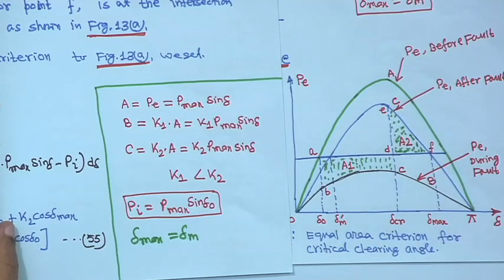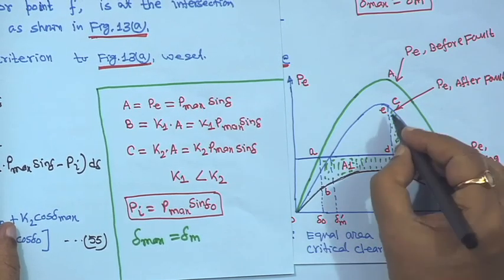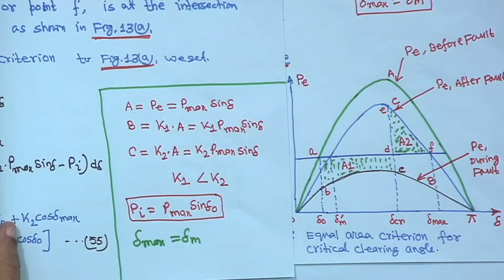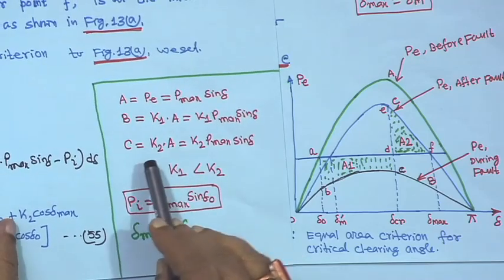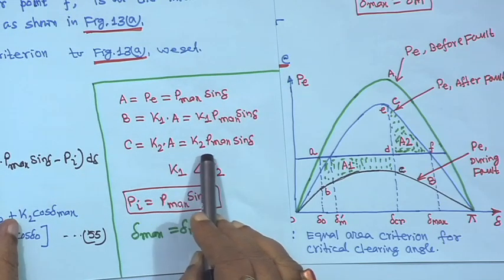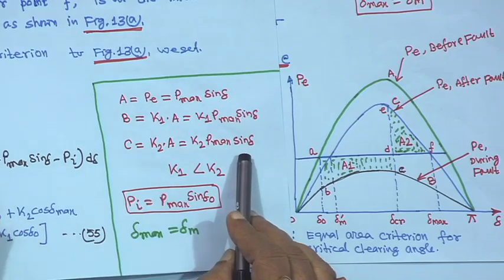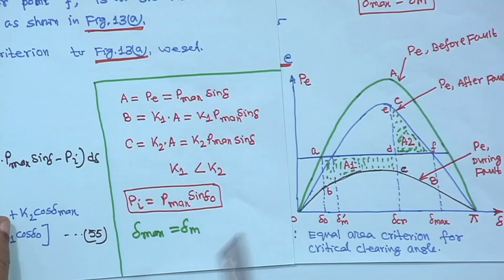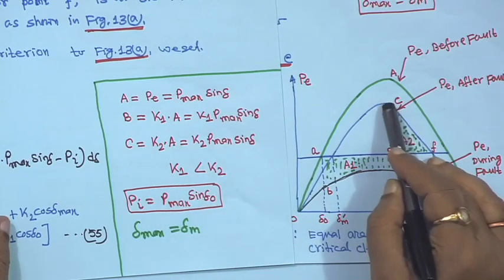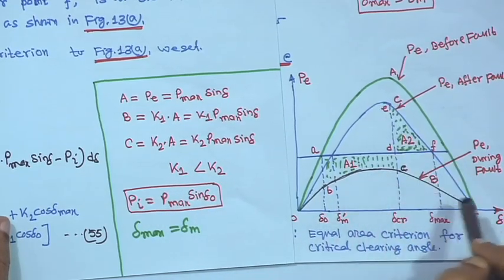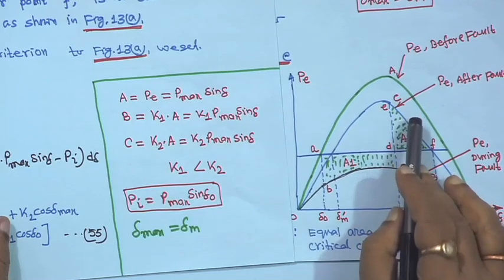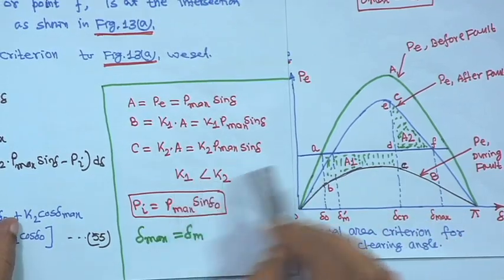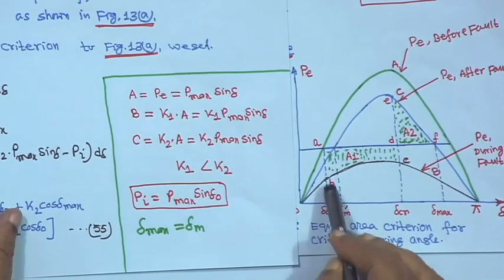Listen, there should not be any confusion: this is graph C and this is point C. And graph C is equal to K2 into A, which is K2 into P max sin delta. K2 is greater than K1, because this graph C, the power during the fault, is always above the post fault curve. So K1 is less than K2.